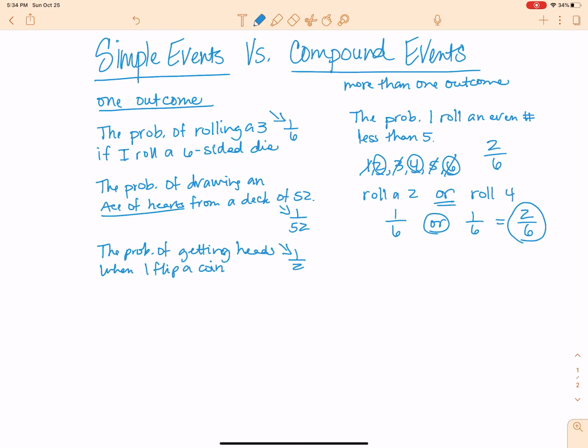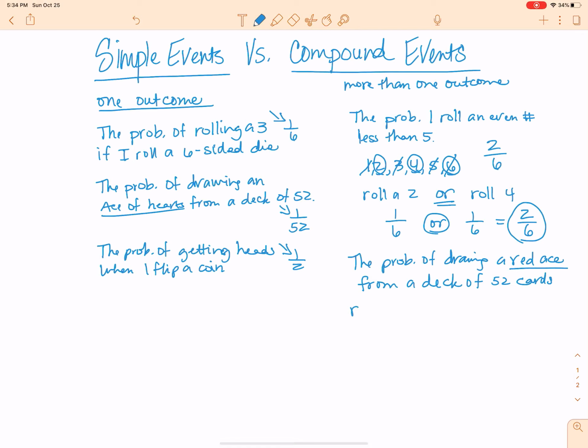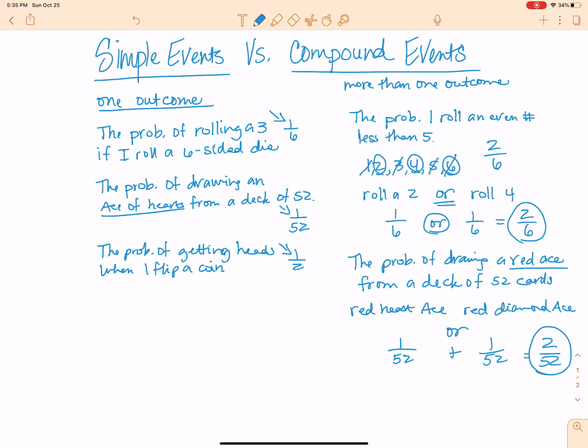Now I'm going to think about the idea of the probability of drawing a red ace from a deck of 52 cards. If you know anything about cards, you know that there are two red aces. There's a heart ace, and there's a diamond ace. Those are both the red cards. So there are two possibilities. I can get this one, or I can get this one. So I'm going to have 1 out of 52 and 1 out of 52, so 2 over 52 total.